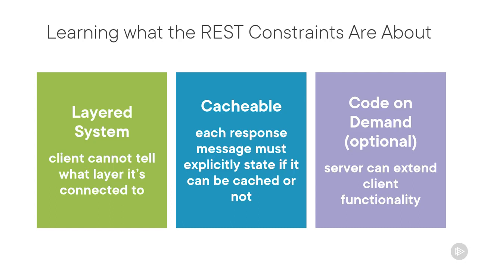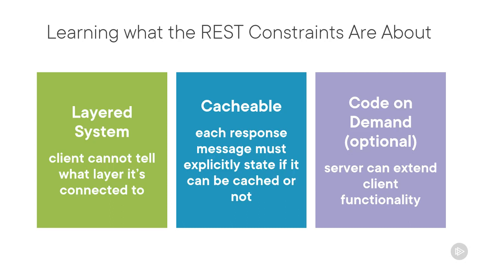Lastly, there's the optional code on demand constraint. This constraint states that a server can extend or customize client functionality. For example, if your client is a web application, the server can transfer JavaScript code to the client to extend its functionality. As said, this one is optional and it typically applies to web applications, not so much to APIs.